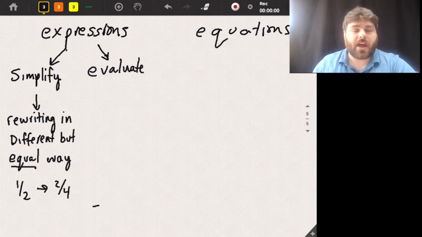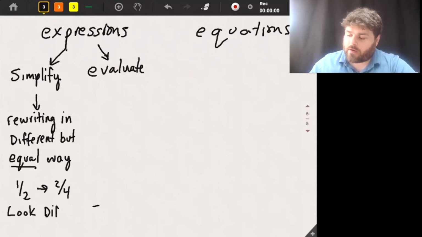They're the same thing, they just look different. So when you're simplifying, when you rewrite it, it's going to look different, okay? It's going to look different, but it's really going to represent the same thing, okay? All right, so evaluating. What is evaluating going to be more like?